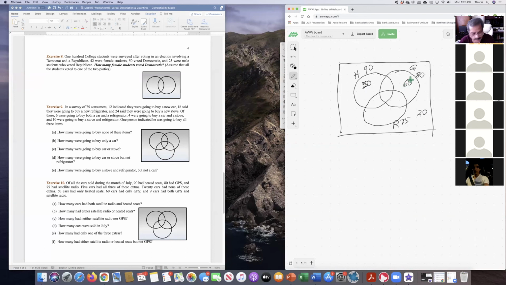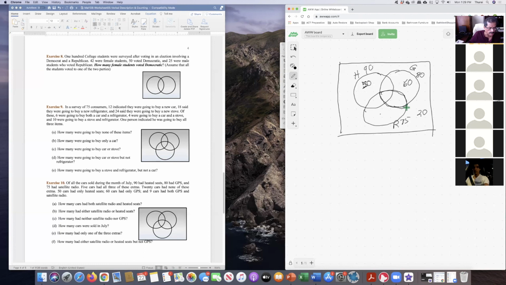It would be that. And then 9 cars had both GPS and satellite radio. So that 9 is the intersection of G and R. That would be all of this, right? So we cannot put that number yet. That's both of these together. And that's all the information given. The total number of cars they looked at is unknown.